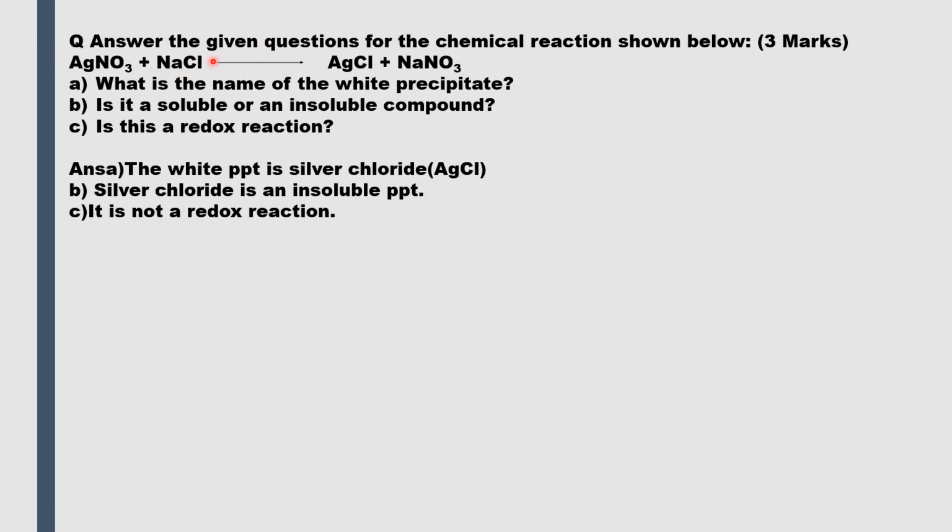Once again an activity based question for 3 marks. Answer the given questions for the given chemical reaction shown below. The chemical reaction is silver nitrate AgNO3 reacts with sodium chloride NaCl to form silver chloride AgCl plus sodium nitrate NaNO3. So the questions asked are, what is the name of the white precipitate? So the precipitate formed here is silver chloride. So the white precipitate is silver chloride AgCl.